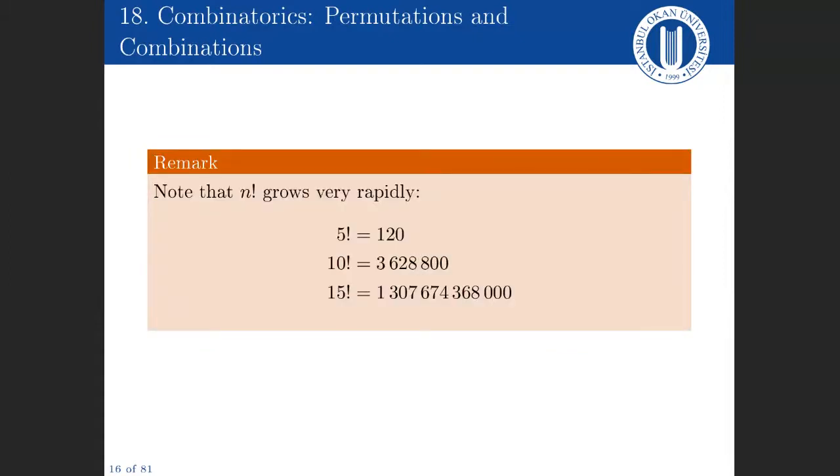I want to remark that n factorial gets big very, very quickly. Let's look at these ones. 5 factorial is 120. 10 factorial, 10 is not much bigger than 5, but 10 factorial is more than 3 million. And 15 factorial is more than a British billion or an American trillion.